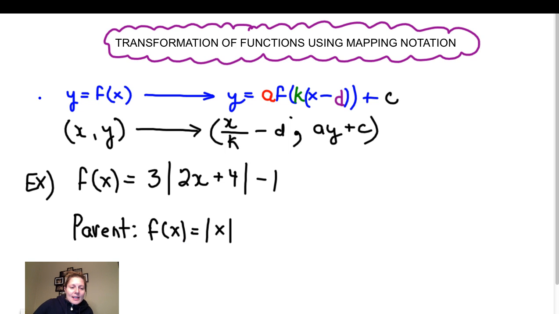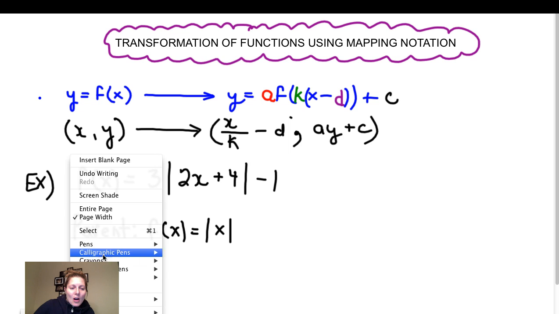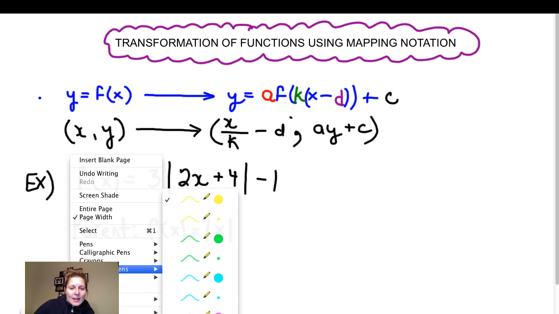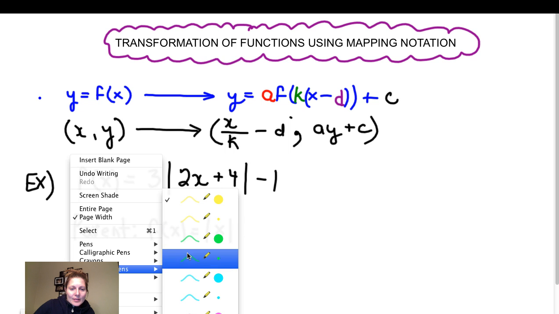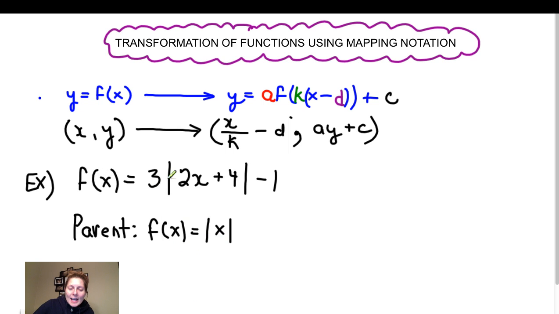Okay, the next thing I need to do is identify all of the spots where we have any new things added from the original function. So the original function is just the absolute value signs and x. Absolute value signs and the x. So let's mark those on the given function.